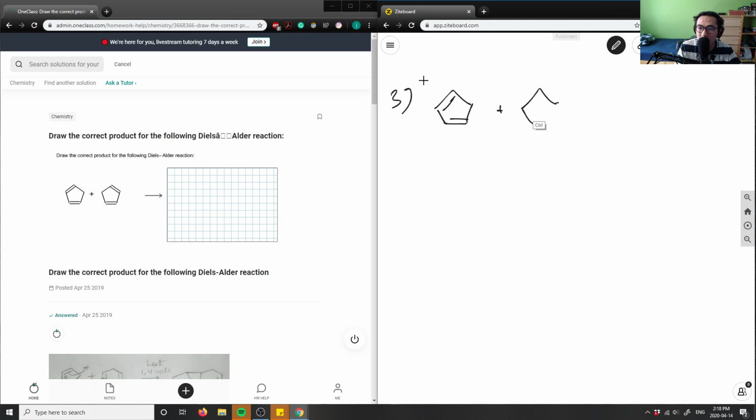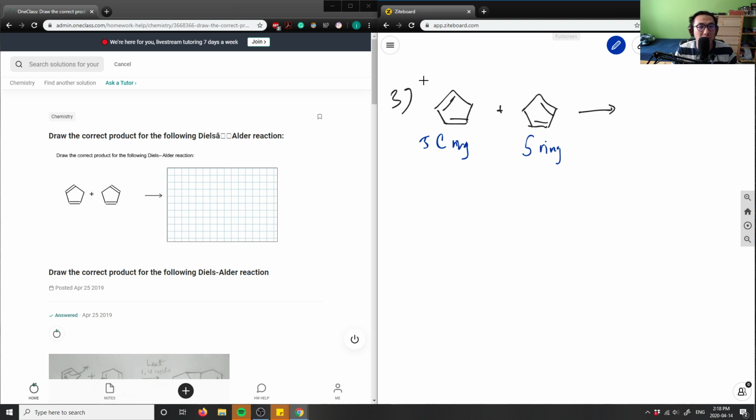Oh no, that's a hexagon now. It's very hard to draw pentagons on my tablet. Okay, there we go. So I have two cyclopentadienes. Again, this is a 5 carbon ring. I'll just write 5. It's a 5C ring. This is a 5C ring.